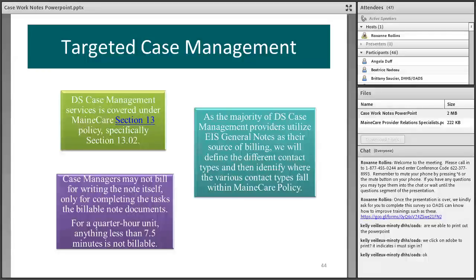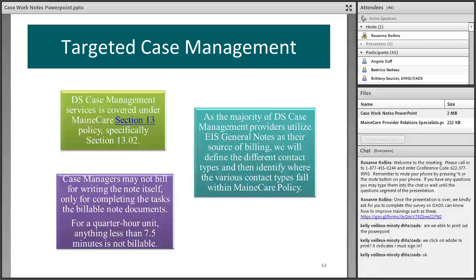In order to bill for a quarter-hour unit, your contact must have lasted more than 7.5 minutes. If it's less than 7.5 minutes, then it's not billable. That's not new information. That's how it's been for a while, at least as long as I've been in OADS.